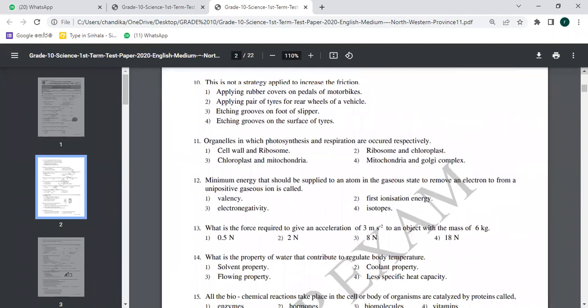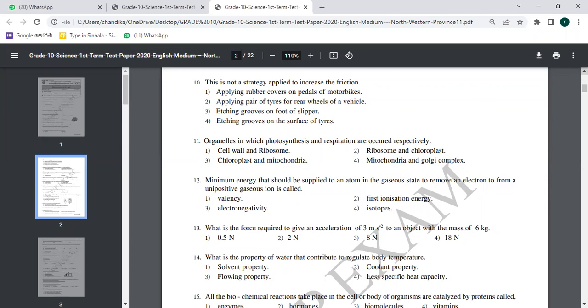This is not a strategy applied to increase the friction. You learned that actually last month, no? This is not a strategy applied to increase the friction. What is the answer? Second one. Applying a pair of tires for rear wheels, yeah, second one, correct, no?